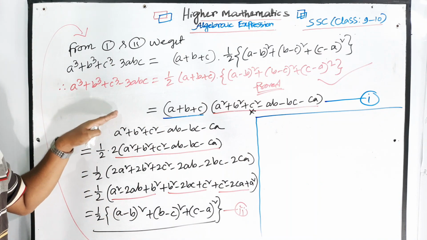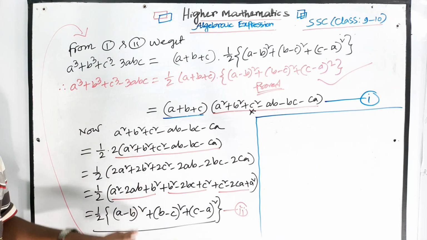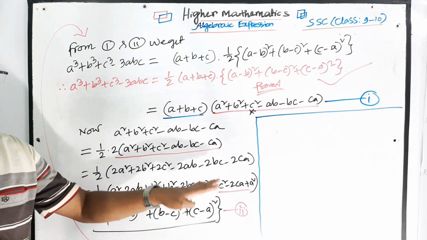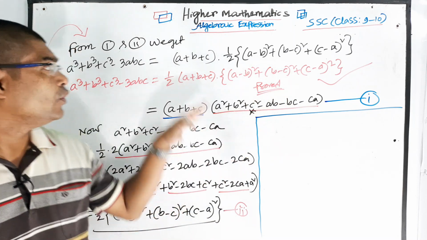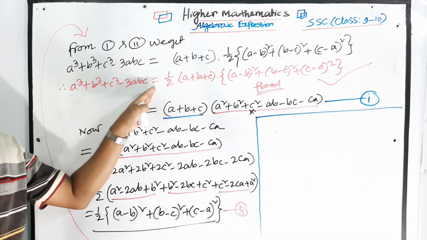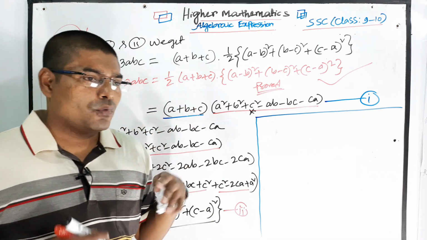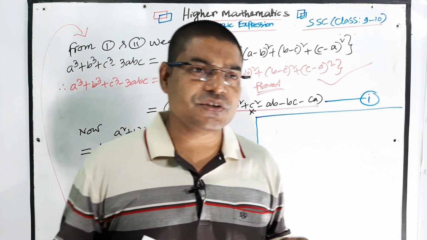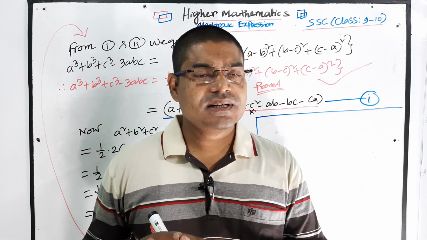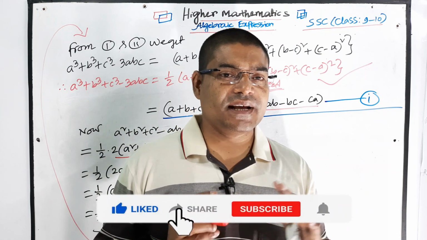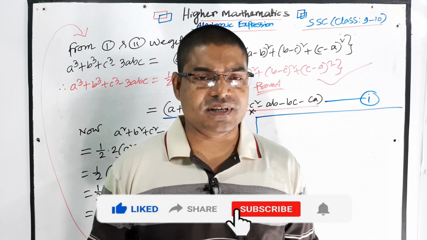So at first you have to complete this, then we have to write from 1 and 2 we get the corollary. So we have learned today algebraic expression, polynomial, symmetric, cyclic and homogeneous.